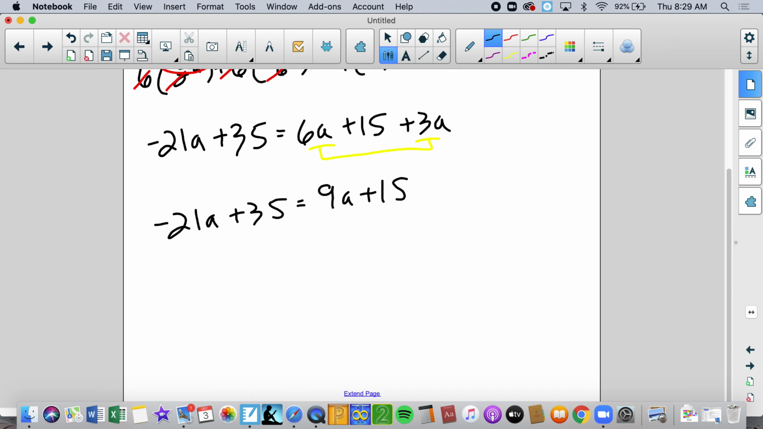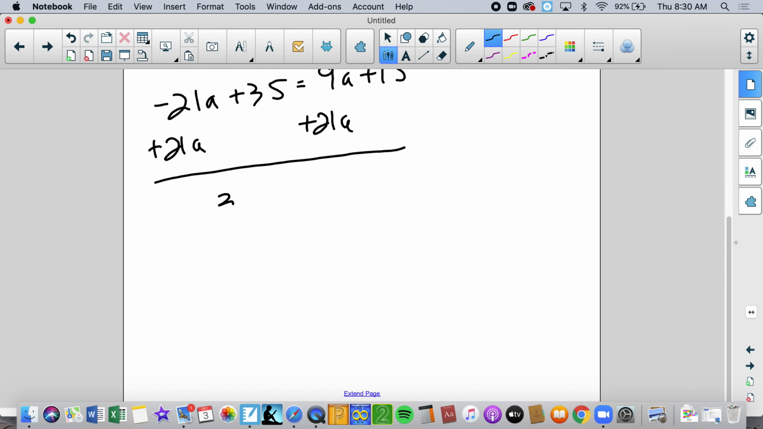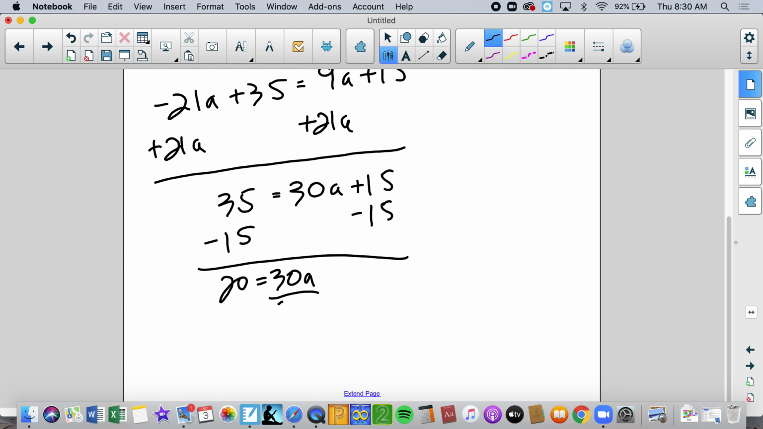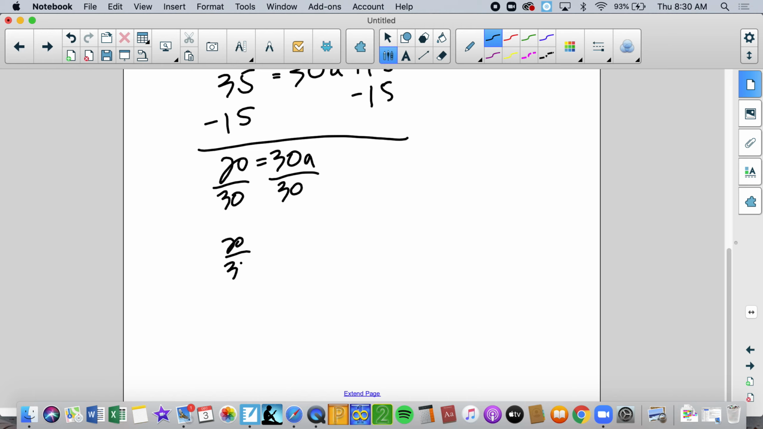And now we want to move the variables. We're always going to move variables first. I'm going to move the negative 21a by doing the inverse. So that leaves me with 35 equals 30a plus 15. I'm going to subtract 15, and I get 20 equals 30a. I'm going to divide by 30, and that gives me 20 over 30 equals a, or 2/3 equals a. I reduce that fraction.